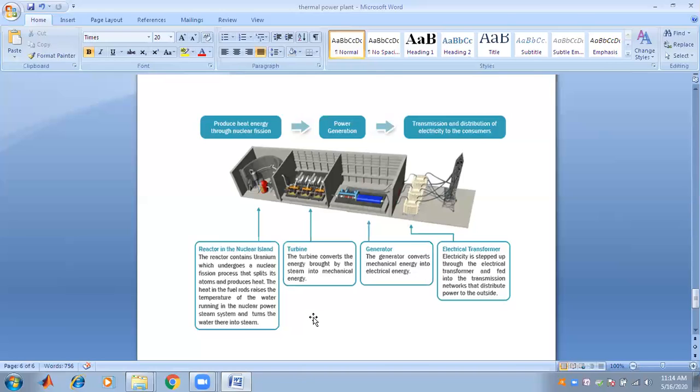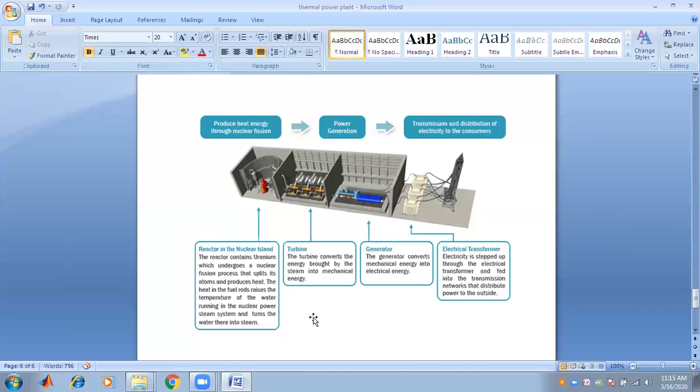It is converted into mechanical energy with the help of the turbine. And the generator, which is connected with the turbine, converts this mechanical energy into electrical energy. Electrical transformers then step up the energy electrically and feed it to the transmission network that distributes power to the outside.